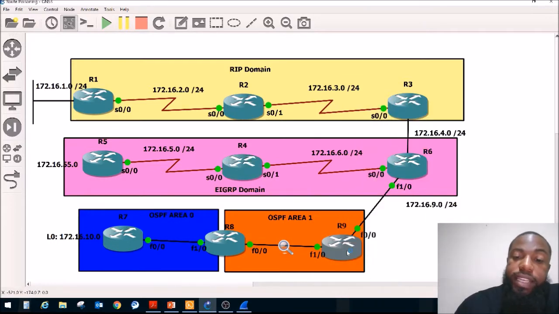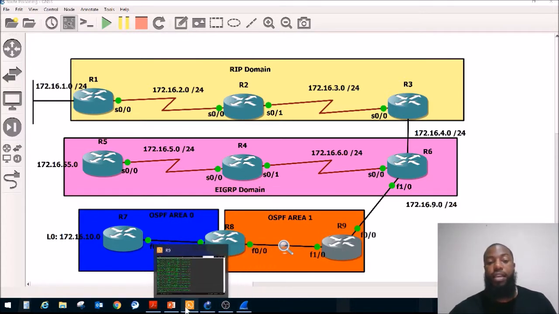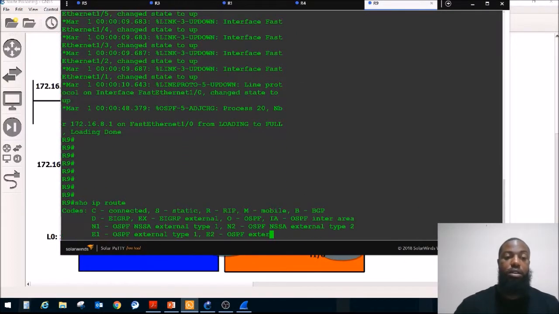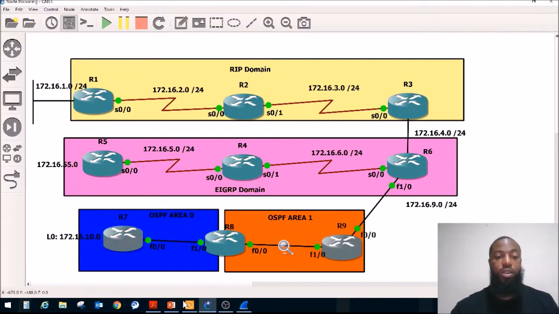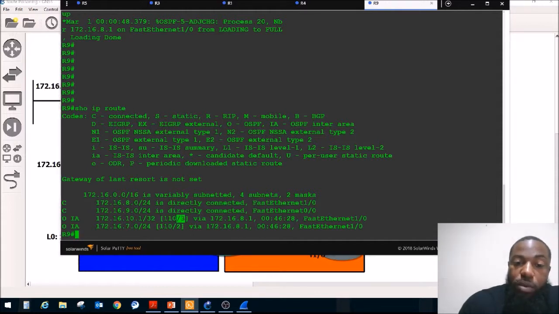Let's console in router 9 and take a look at his routing table. He should have this network, that network, and this network, even though he's got 2 different areas to deal with. So let's go into router 9 and take a look at his routing table. Show IP route. Does he know about the 10.0 network? Yes, he does. It's an inter-area route, 110, 3 hops away. 3 is the metric.